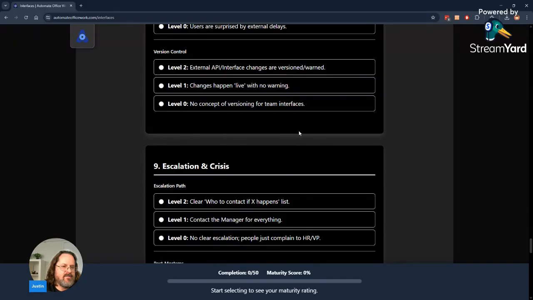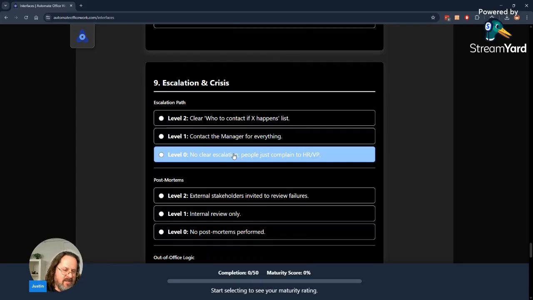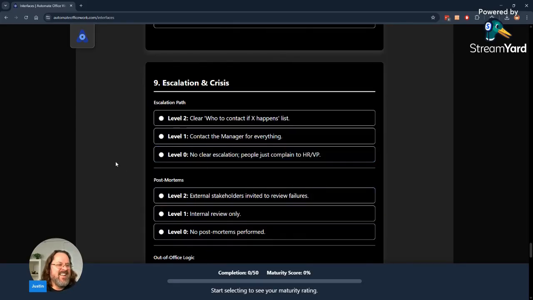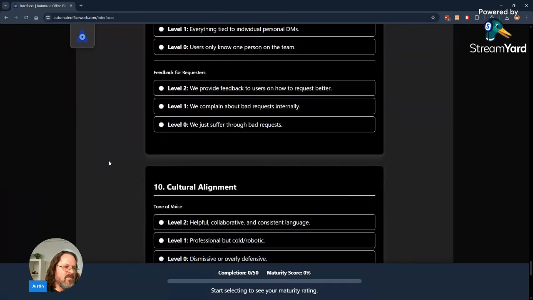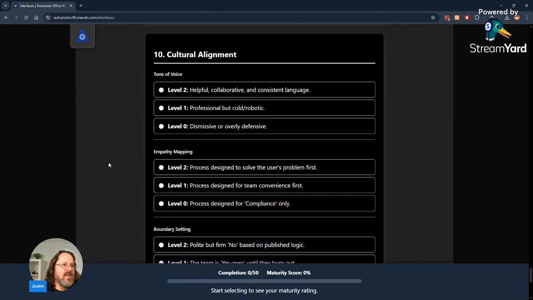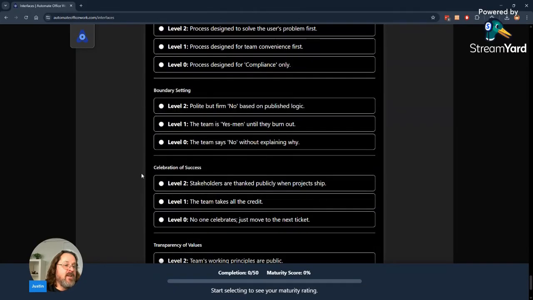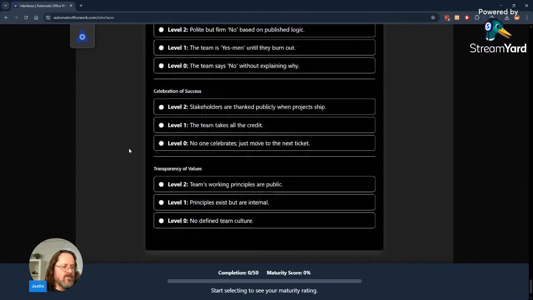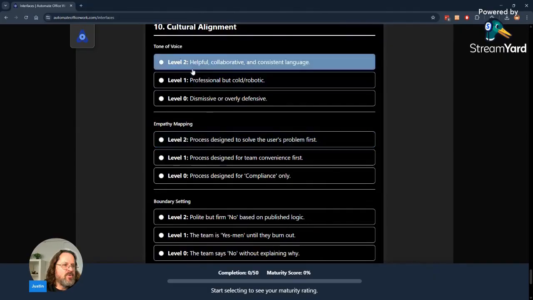escalation and crisis. Do you allow people to escalate things when there's an emergency? Are they able to redirect it quicker and get faster help? Or is everything an emergency? The saying is, if everything's an emergency, then nothing is. Number 10, cultural alignment. So things like tone of voice, empathy mapping, boundary setting, celebration of a success, transparency of values.